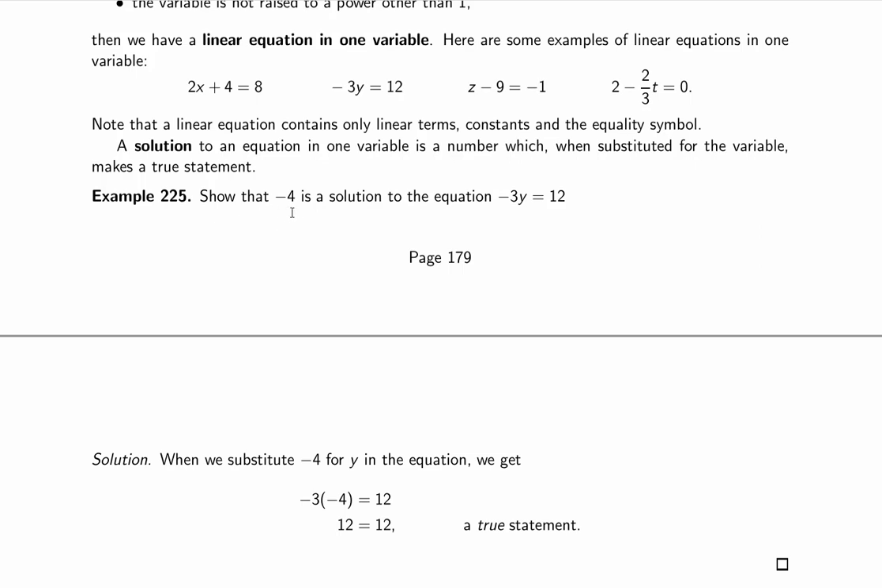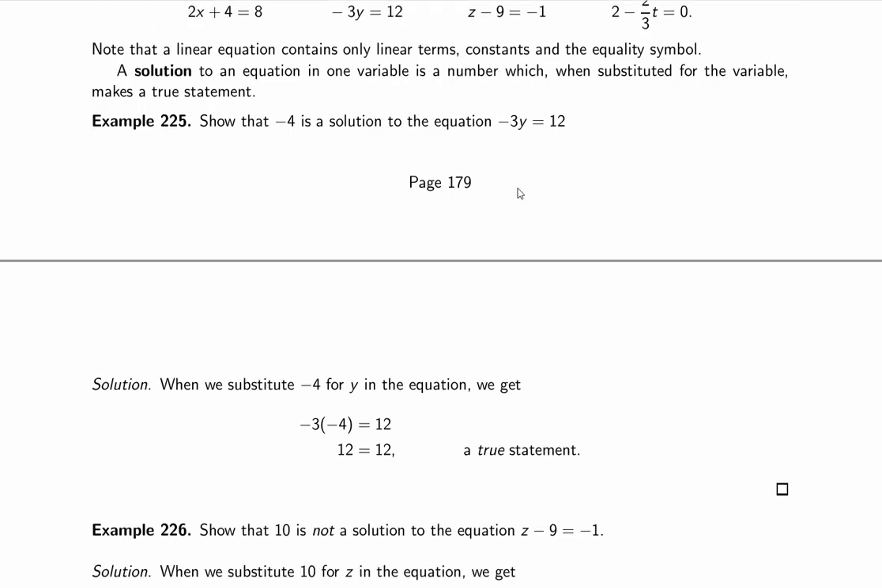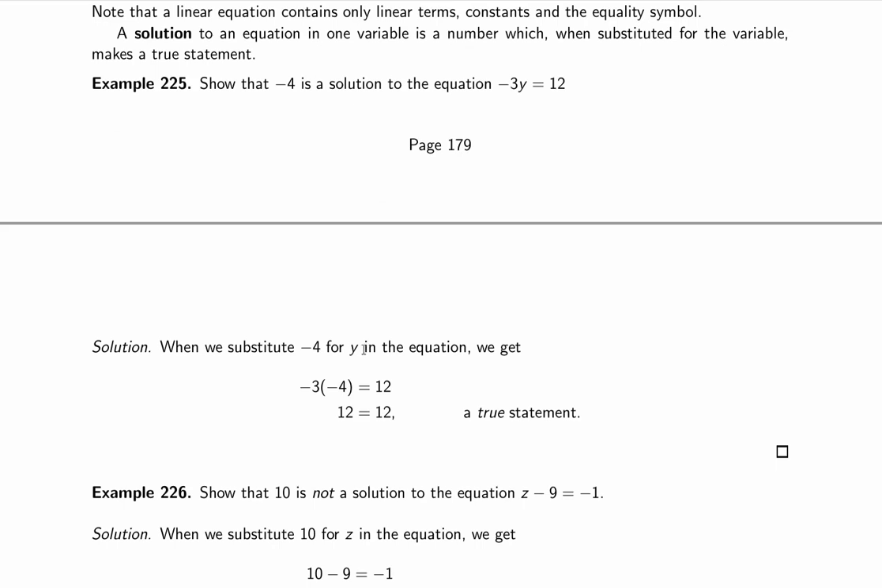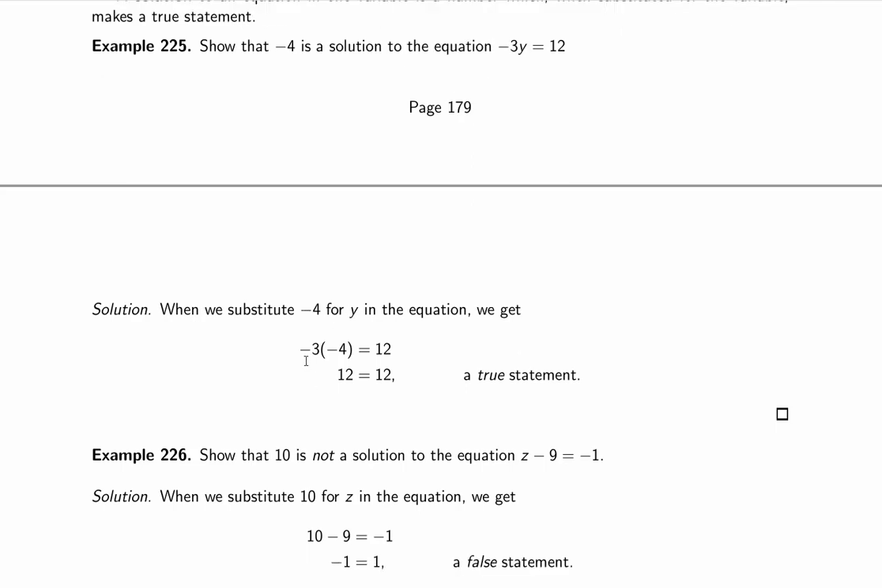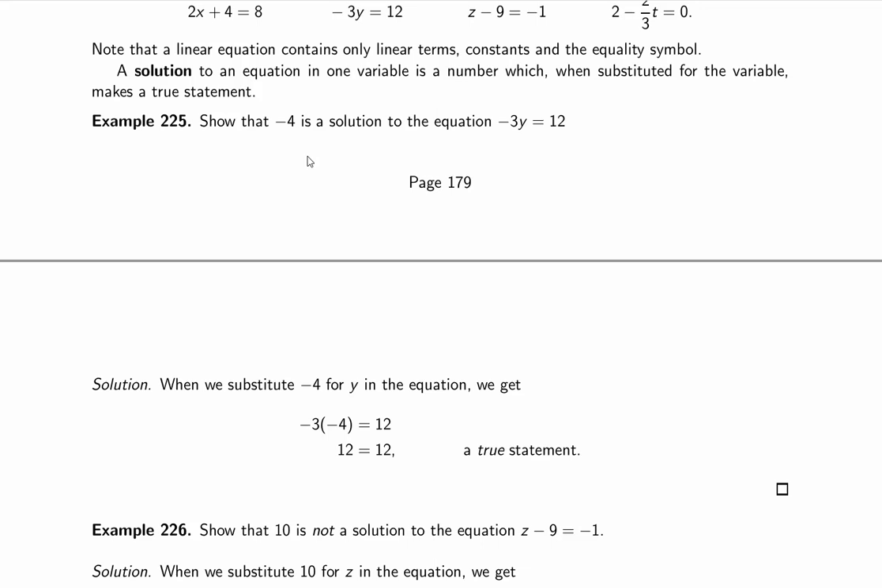Example here, show that negative 4 is a solution to this equation. Negative 3y equals 12. So this is an equation in y, and now we're replacing the y with negative 4. On the left, it's negative 3 times negative 4, that's 12. So that's 12 equals 12, that's true. So negative 4 is a solution.